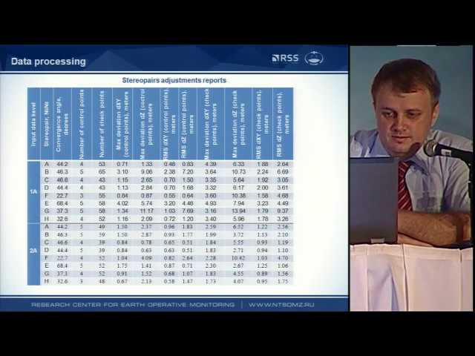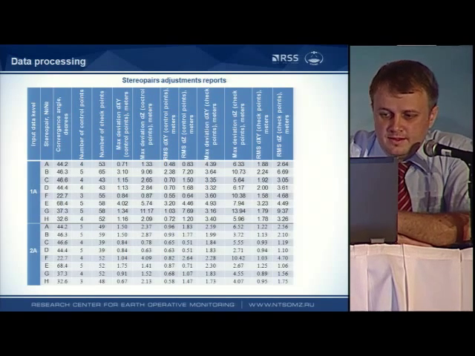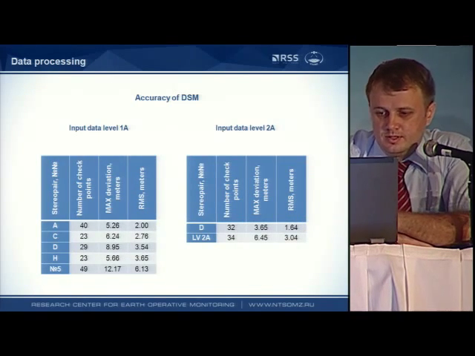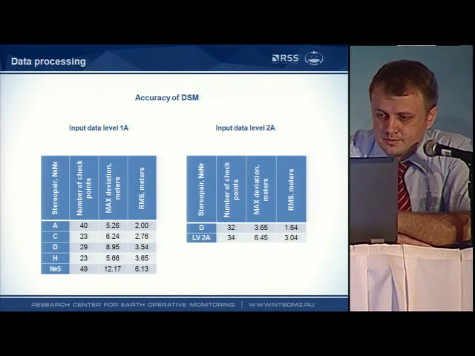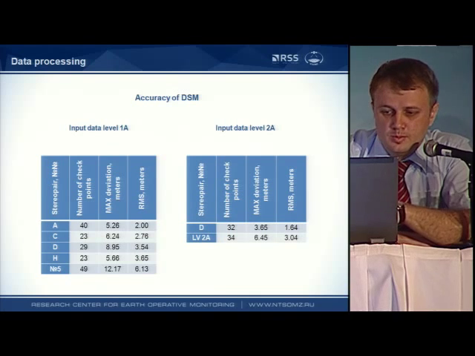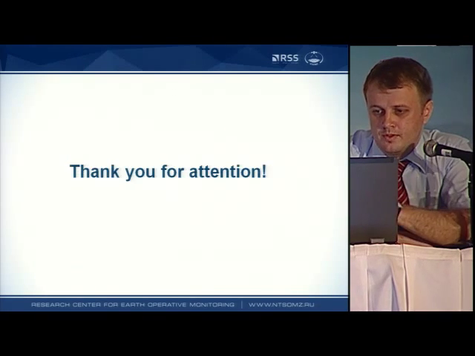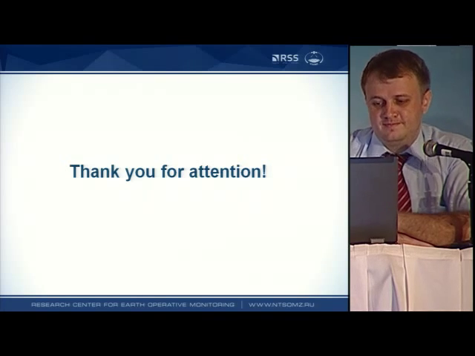And here you can see tables next to each other on the 2 levels of processing of the source material, which you can use to compare the accuracy level. And you can see that 2A processing has invariably higher level of precision and accuracy. And this is the DSM model built based on the materials of the 2 levels of processing. That's it. Thank you.